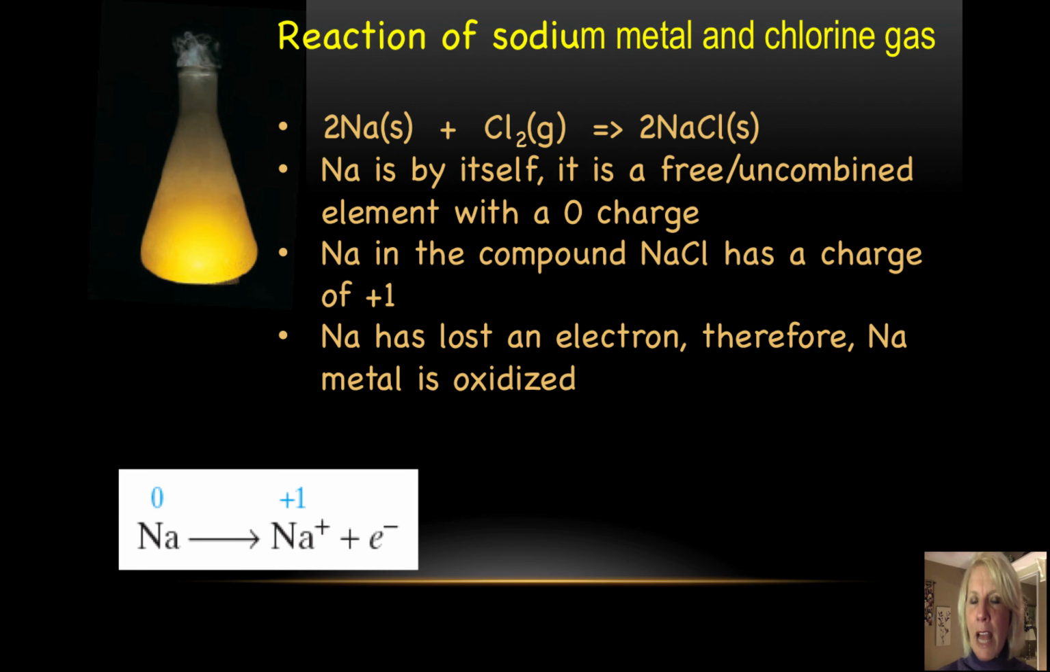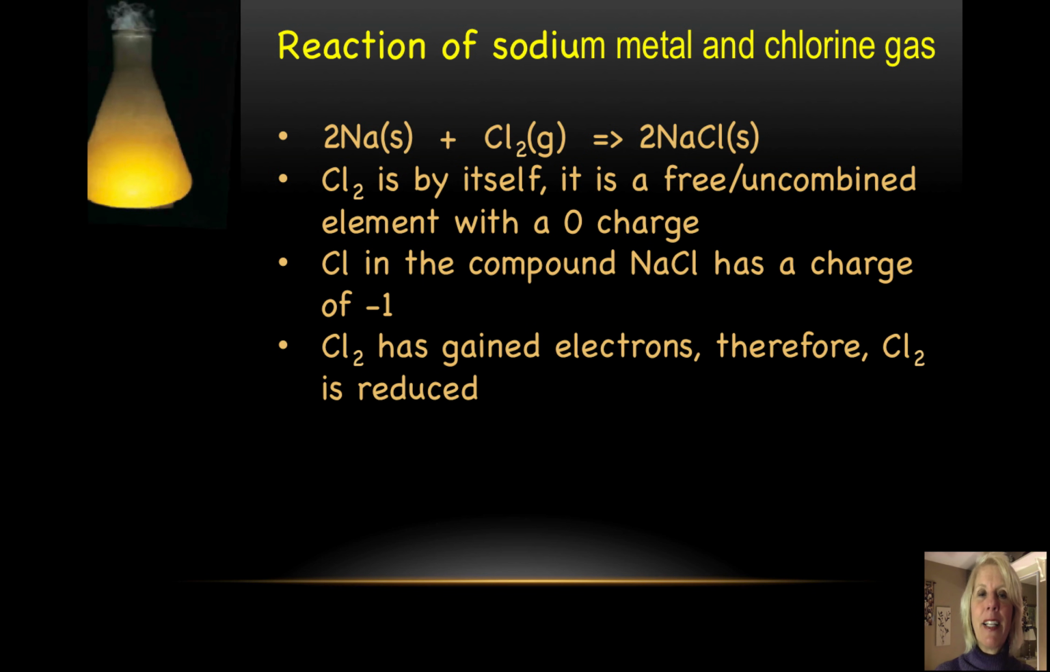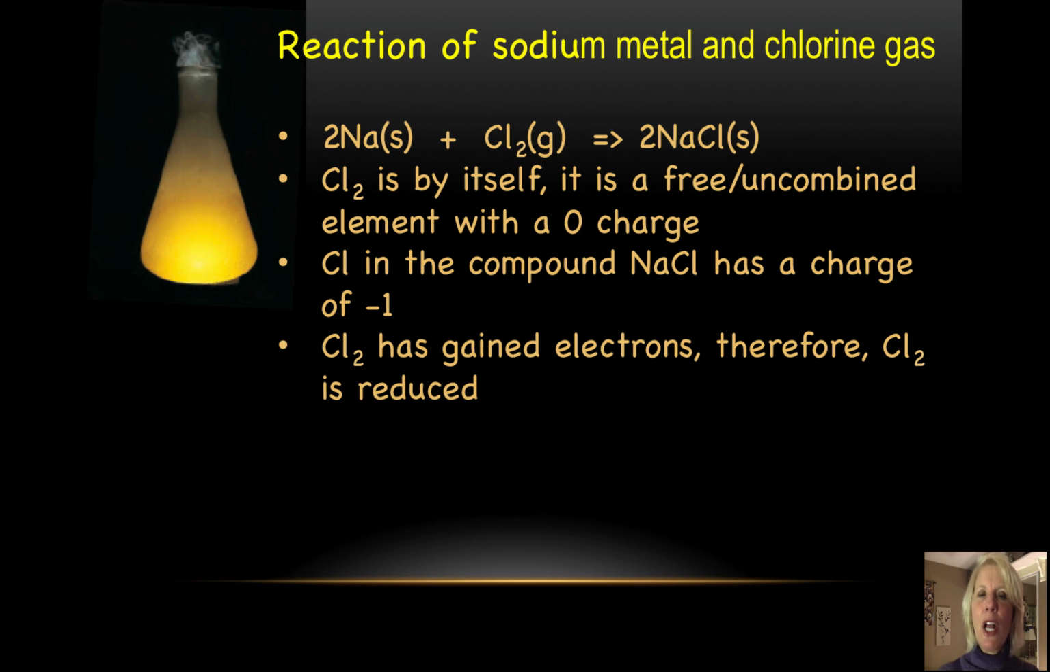And right here is the half reaction showing the sodium metal becoming the sodium ion, and the 1 electron is being lost. But remember, there's another substance in this equation. There's the chlorine. I bet the chlorine is going to take that electron. So let's now consider the chlorine. Chlorine is by itself on the left side of the equation. It's a free, uncombined element with a 0 charge. But Cl in the compound, sodium chloride, has a charge of -1. That means the chlorine has gained electrons. Therefore, the chlorine is being reduced.